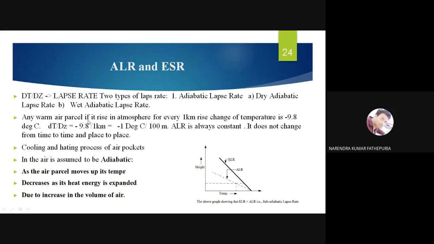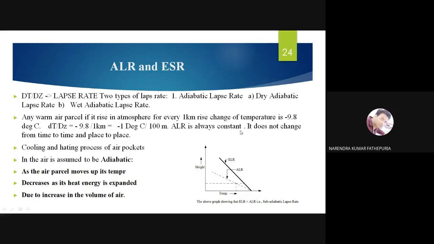So any warm air parcel, if it rises into the atmosphere, for every 1 kilometer rise, the change of temperature is minus 9.8 degrees Celsius. So dT by dz you can get it, minus 9.8. This is the change of temperature, delta T, divided by 1 kilometer. So you will be getting minus 9.8. And you can write it as minus 1 degree Celsius divided by 100 meters.